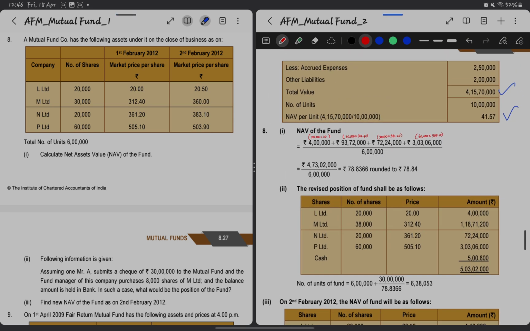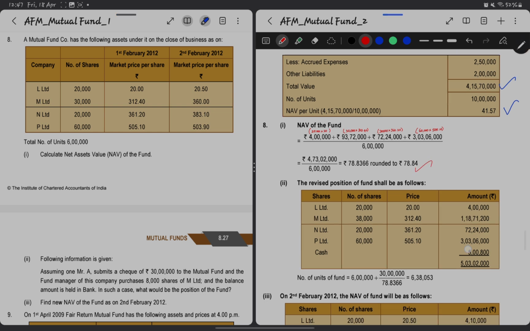First we have to calculate for 1st February 2012. So 20,000 multiplied by 20, then 30,000 multiplied by 312, 20,000 multiplied by 361, and 60,000 multiplied by 505.1 will give us the total net asset value. Divided by the number of units, it will give us the NAV per unit of the fund, which comes to 78.84 in our case.